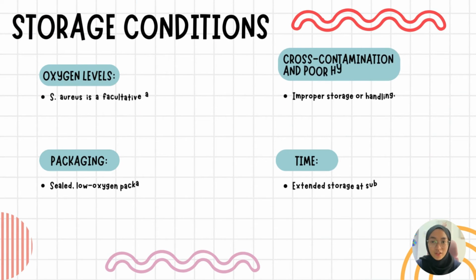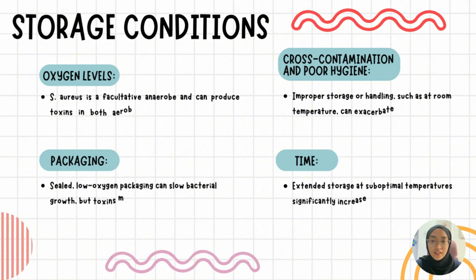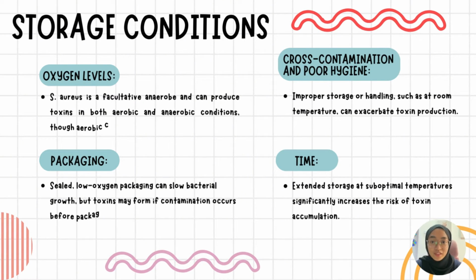The third factor is storage condition. Let's look at the oxygen level. S. aureus is a facultative anaerobe and can produce toxin in both aerobic and anaerobic conditions, though aerobic condition may enhance the growth. The second one is packaging. Sealed and low oxygen packaging can slow bacterial growth, but toxin may form if the contamination occurs before the packaging. The third one is cross-contamination and poor hygiene. Improper storage or handling, such as at room temperature, can exacerbate toxin production. And the last one, time. Extended storage at suboptimal temperatures significantly increases the risk of toxin accumulation.